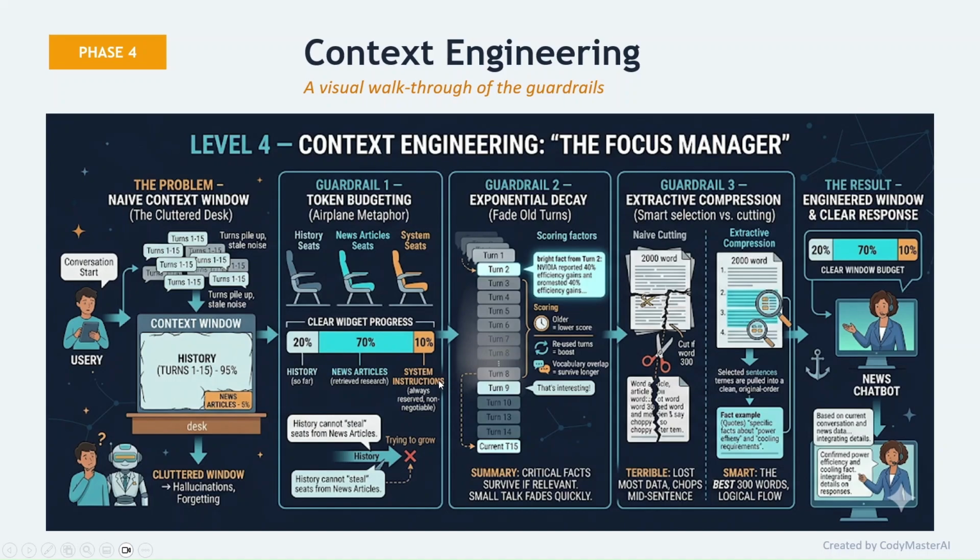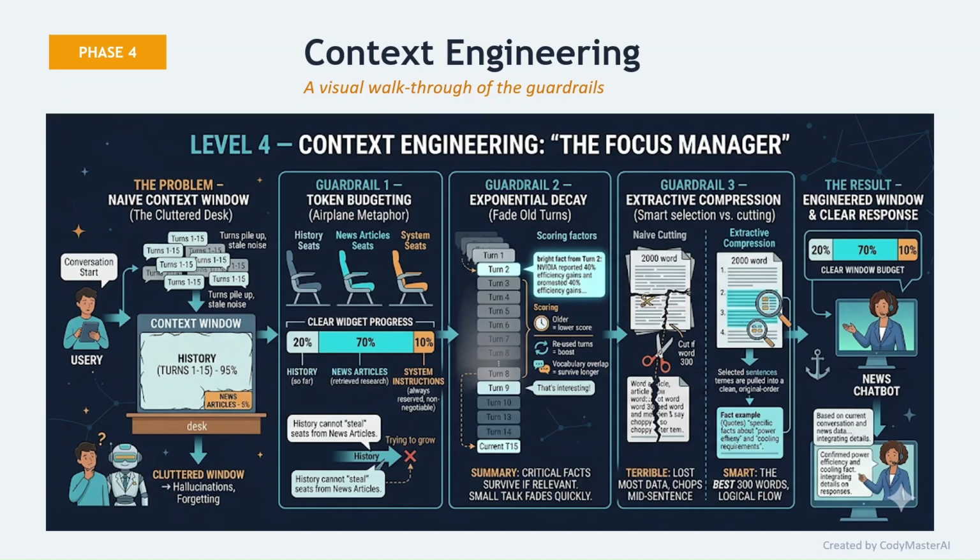An AI has a fixed context window, the maximum amount of text it can consider at once. For example, Gemini AI can support up to 1 million tokens per request. As a conversation grows, old turns pile up. If you ask 15 follow-up questions, turns 1 to 10 are probably stale noise. But a naive system dumps all 15 turns into the prompt, leaving no room for the fresh news articles the AI actually needs. The result is the AI starts hallucinating, forgetting things, or contradicting itself, not because it's dumb, but because its desk is a mess.